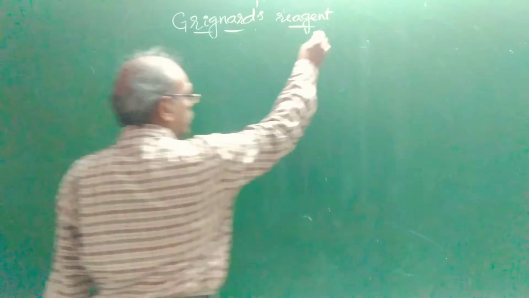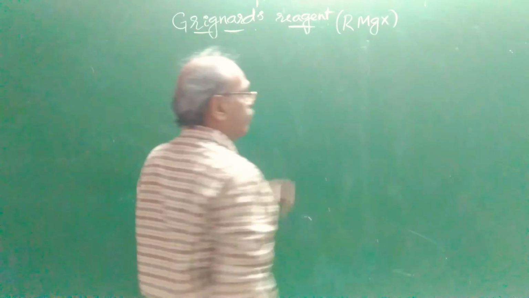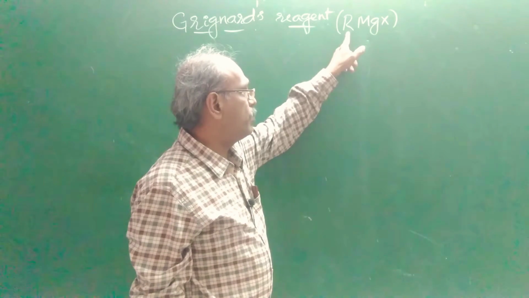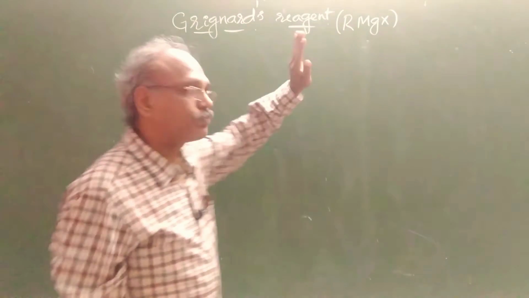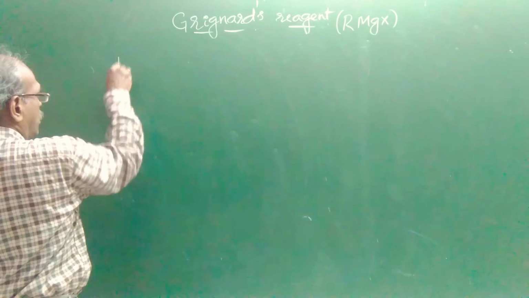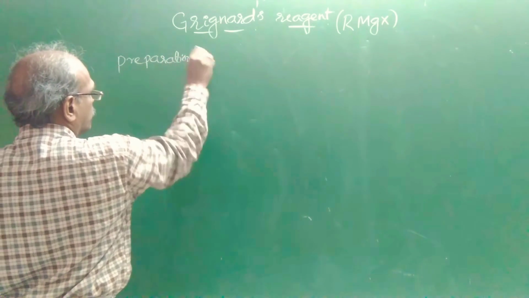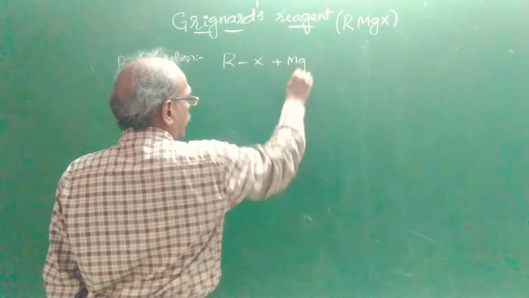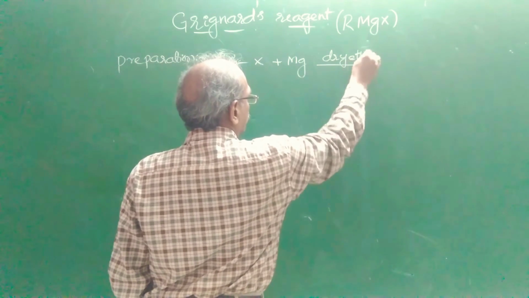See, Grignard's reagent is nothing but RMgX, in general, an alkyl magnesium halide, or sometimes the alkyl group may be replaced by an aryl magnesium halide. This is said to be Grignard's reagent. See the general method of preparation: an alkyl halide with magnesium metal in dry ether.